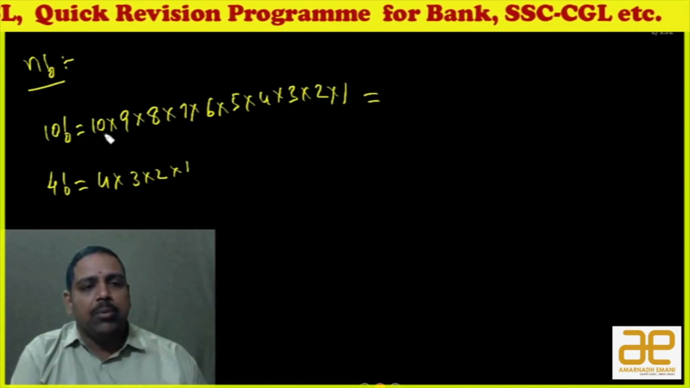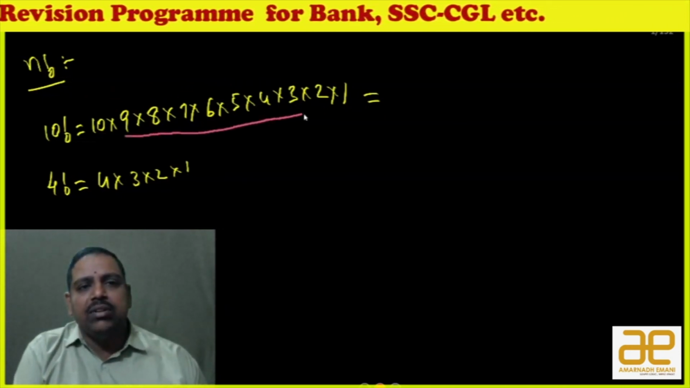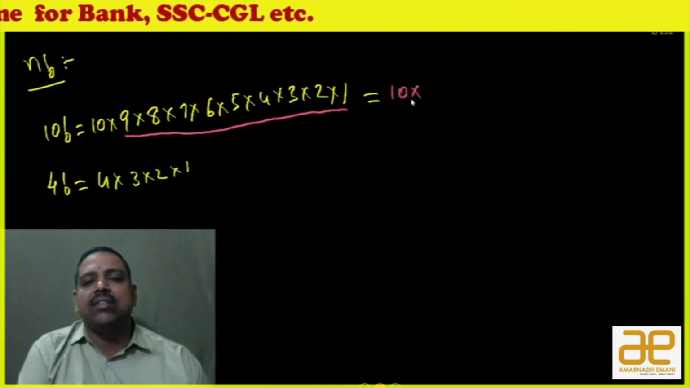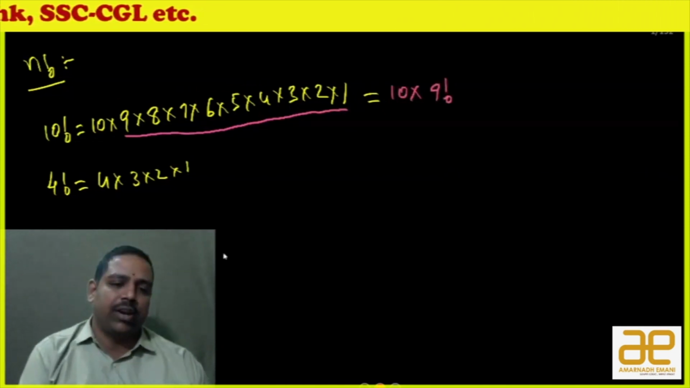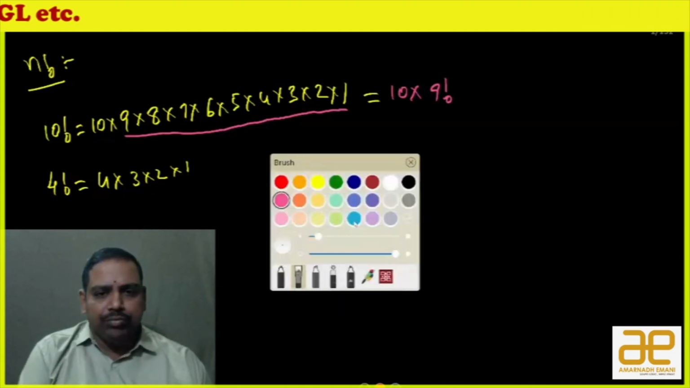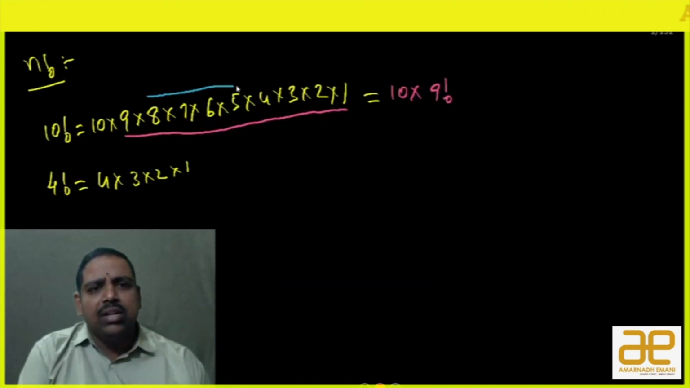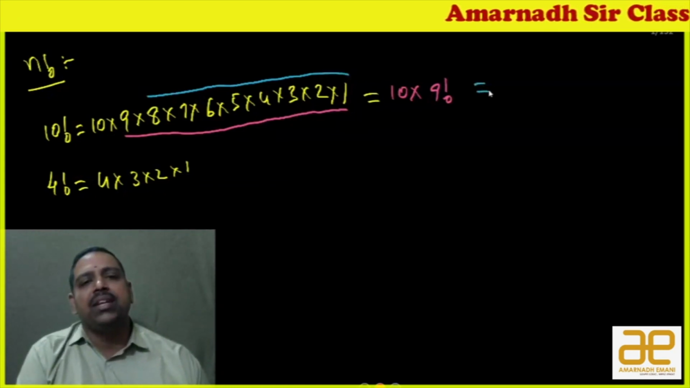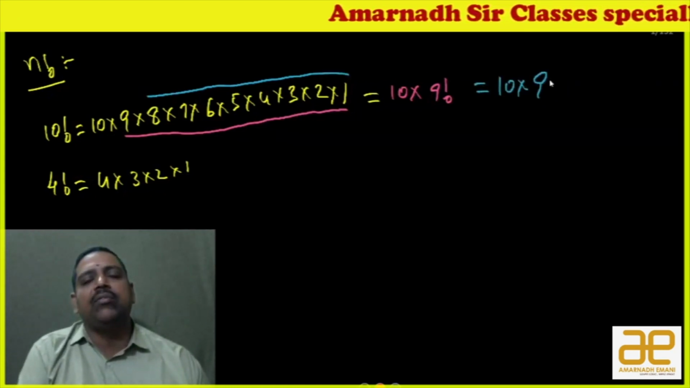So forget about the 10. 9 into 8 into 7 into 6 into 5 into 4 into 3 into 2 into 1 means I can say that is 9 factorial, right? So I can write it as 10 into 9 factorial. Now I can say that 8 into 7 into 6 into 5 into 4 into 3 into 2 into 1 is 8 factorial, right? Means I can write it as 10 into 9 into 8 factorial.